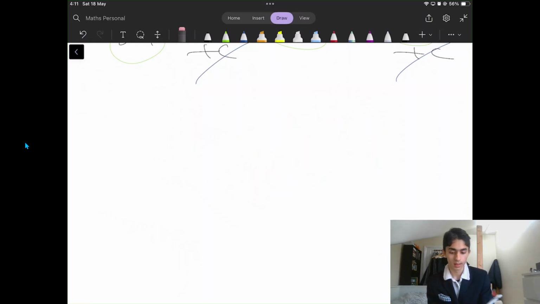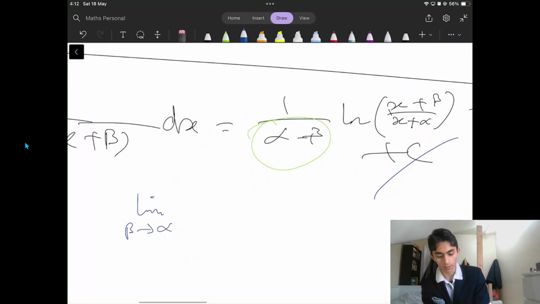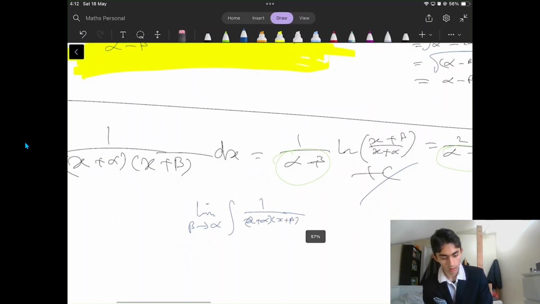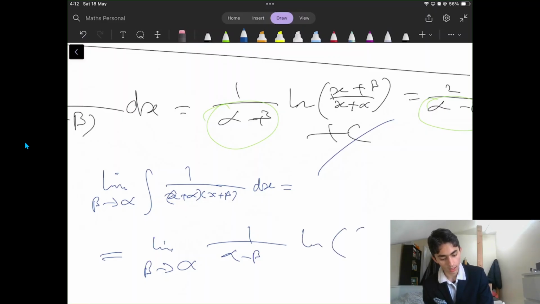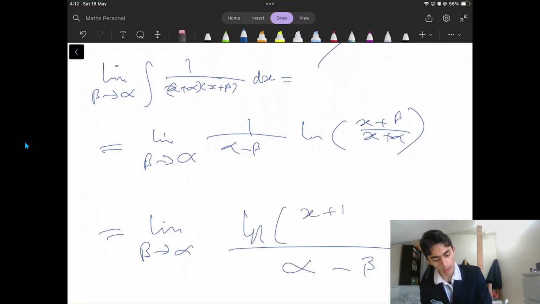So let's see. We can say that the limit as beta approaches alpha of the integral of 1 over x plus alpha times x plus beta dx is simply equal to the limit as beta approaches alpha of, we're going to use the logarithm definition, 1 over alpha minus beta times natural log of x plus beta over x plus alpha, okay? Which is equal to, I'm going to write it as a single fraction for convenience, natural log of x plus beta over x plus alpha over alpha minus beta, which I'm going to write as natural log of x plus beta minus natural log of x plus alpha.